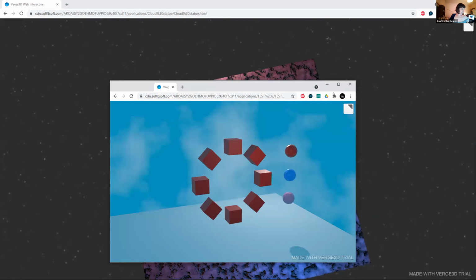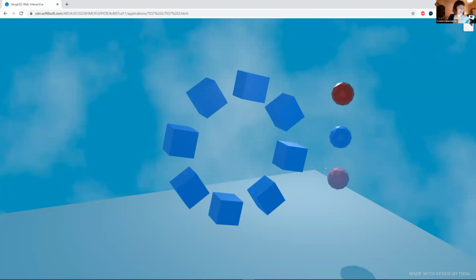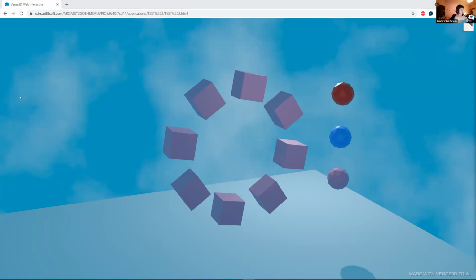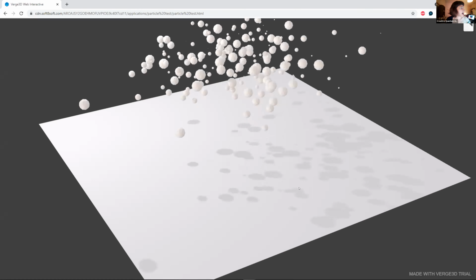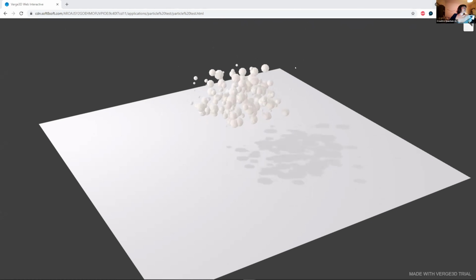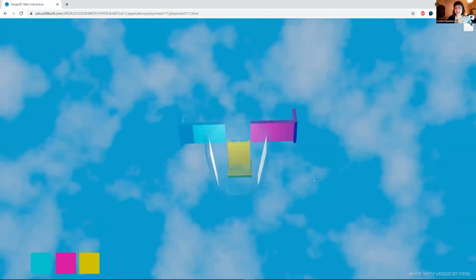This is the first test of changing colors for objects. And this is the physics part, stuff falling down. So at the moment, we are doing all kinds of tests to see what we can do with this framework, and finding the nicest patterns to start with.